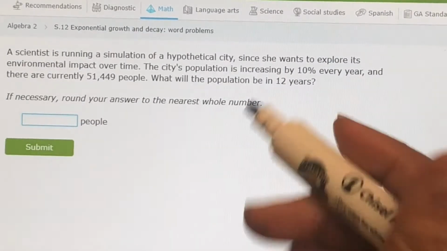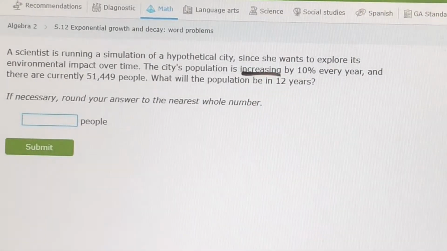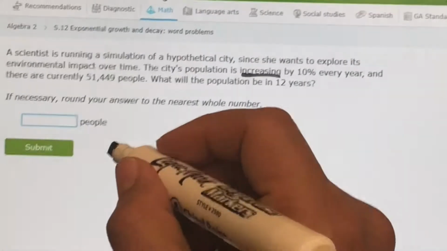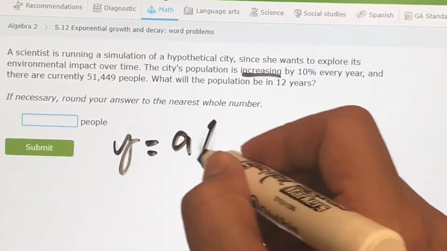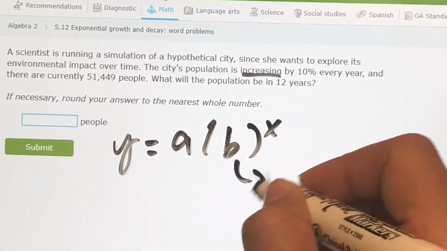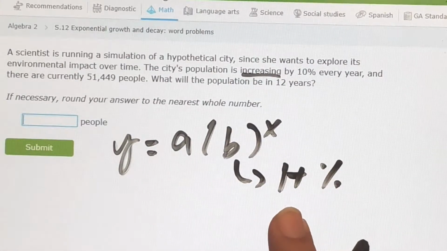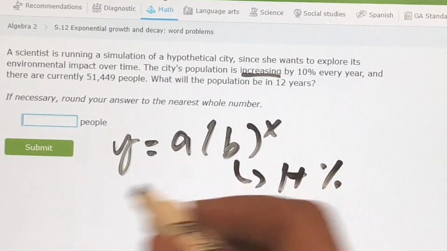A scientist... It is increasing. So what are we talking about? We're talking about growth. So it's going to be 1 plus. So again, you write down the formula. So y equals a, b to the x, where this is growth, it's going to be 1 plus the percent as a decimal. If it was decay, it'd be 1 minus. And then fill in the information.